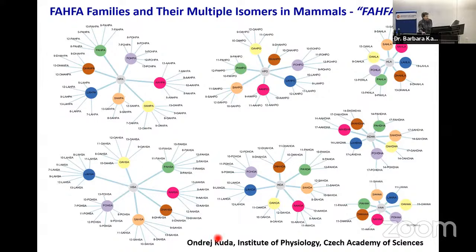And a colleague, Ondrej Kuda, at the Czech Academy of Sciences in Prague, made this diagram. And the FAFAs are organized around the hydroxy fatty acid. And you'll see it can include arachidonic acid. It can include polyunsaturated fatty acids. There are many different types of fatty acids that can be incorporated into FAFAs.